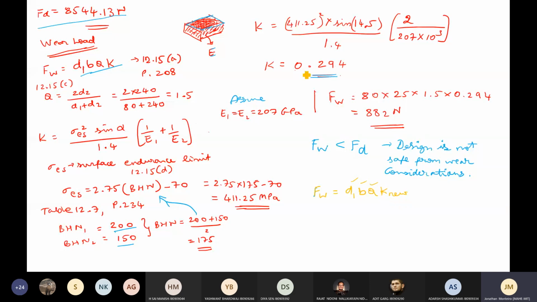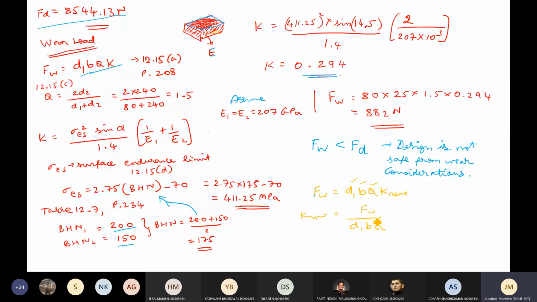What is K? K is a factor which takes into account the surface endurance limit. As you already discussed, any material whatsoever, inherently inside you may not change, but on the surface you can subject it to heat treatment so that its surface endurance limit will change. Now we are going to find out what is that surface endurance limit. It's a kind of reverse calculation. So K nu must be equal to Fw by d1 b into q.